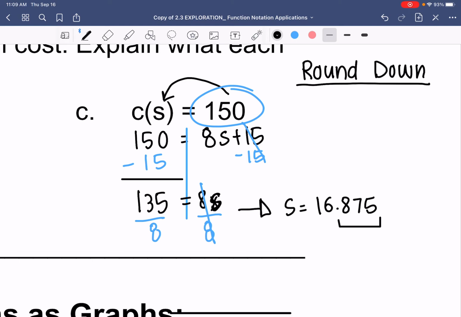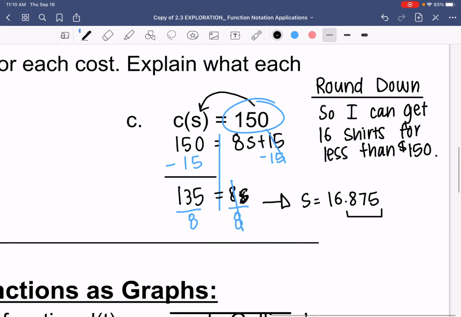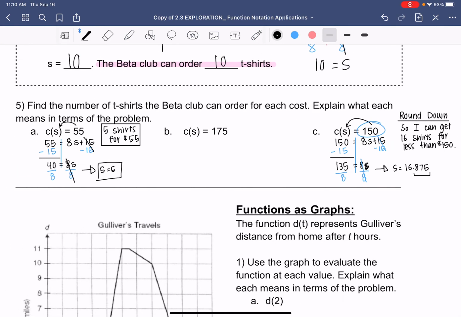So the amount of shirts I can get is 16. So I can get 16 shirts for less than $150. It's not quite 150, but it's less than. I didn't go over budget. I kind of wanted to go over that one and what that answer would look like. So you must round down when it comes to money.